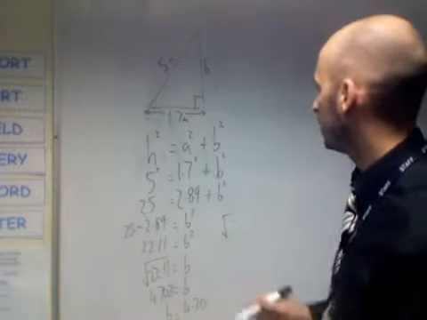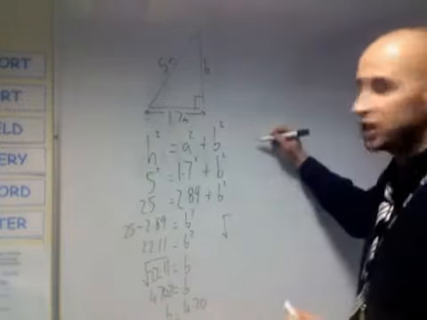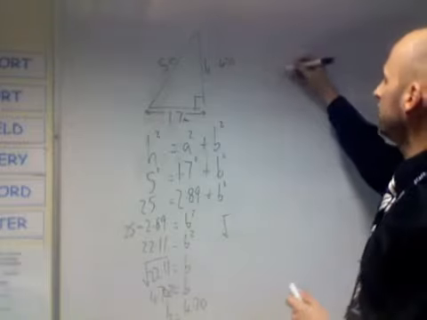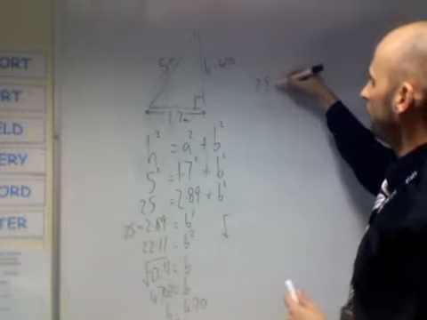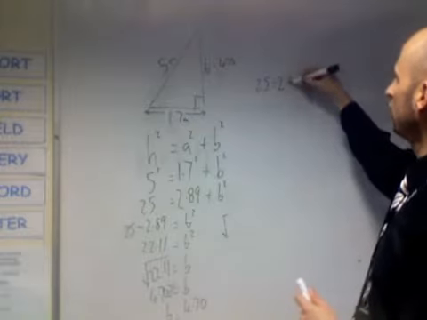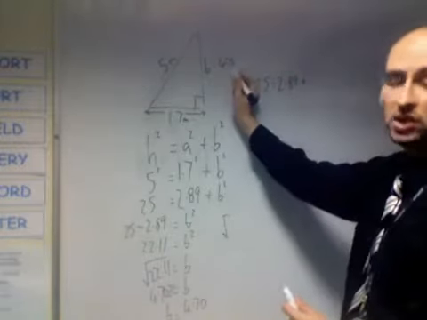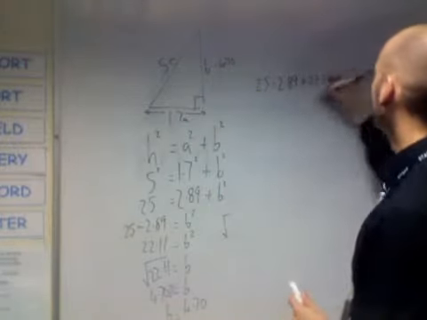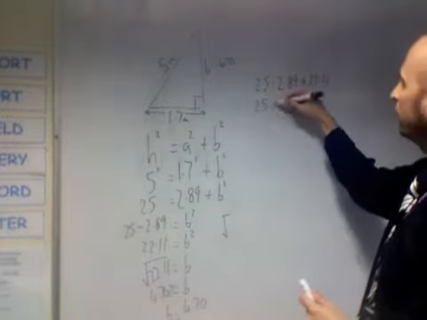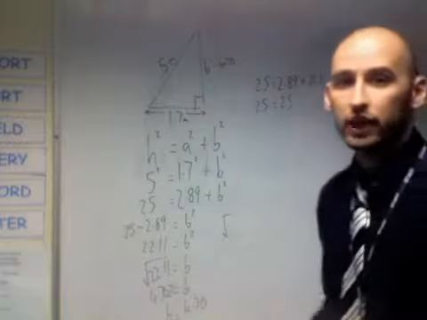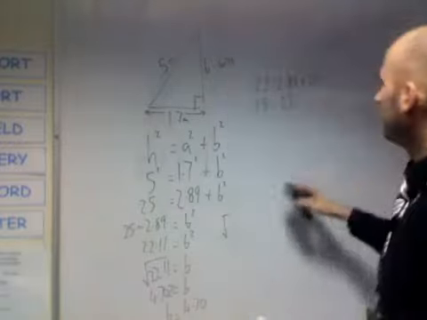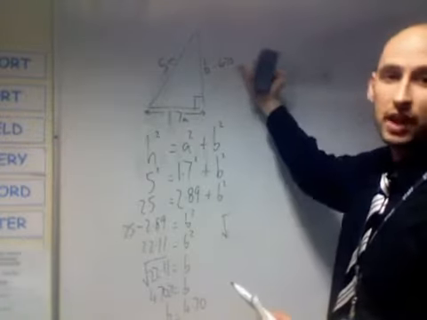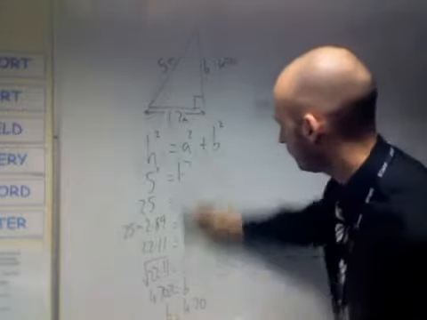If I plug it back in just to check I'm right: h squared, that's 25, equals 2.89 plus 4.7 squared, which is 22.11. Do they add up? That's telling me that 25 equals 25, so it must be correct. So for the example, how high up the wall can you reach? You can reach 4.7 meters up the wall.